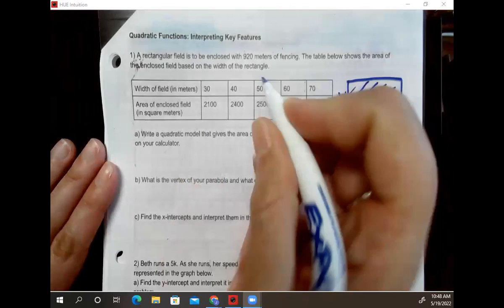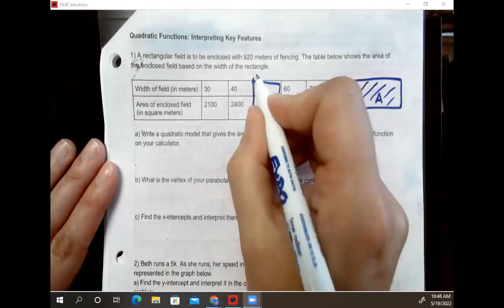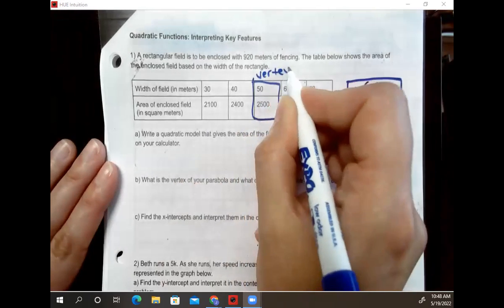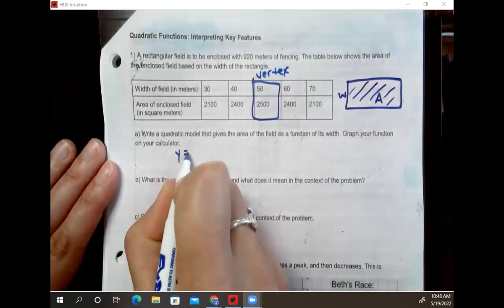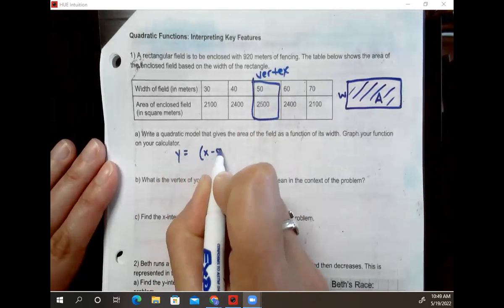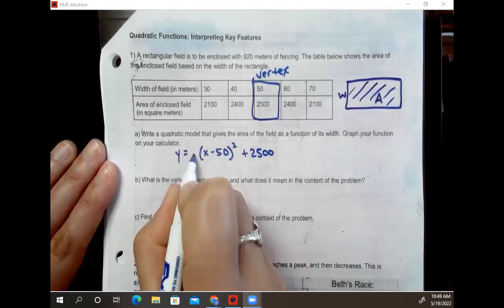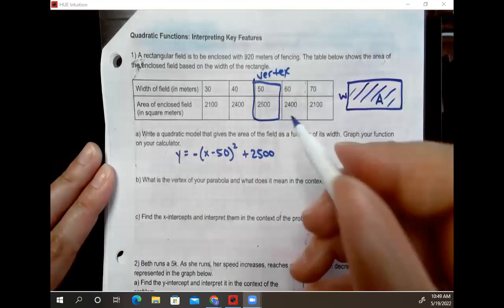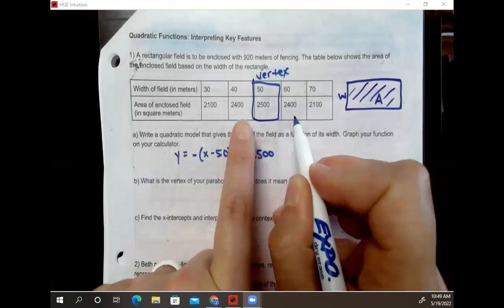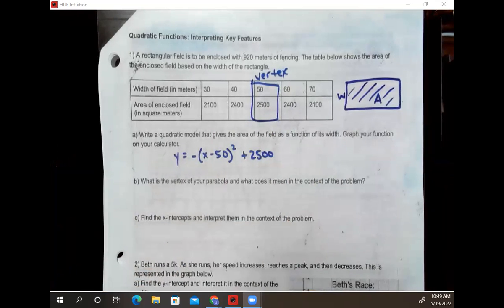Again, we did this yesterday, so I'm going to steal our model from yesterday. Save us a little work here, which we wrote based on our vertex. So we wrote vertex form, x minus 50 squared plus 2,500. And we said our lead coefficient had to be negative because looking at the y values, the vertex y value was bigger than the surrounding y values. So that's our same function when we looked at this problem last time.